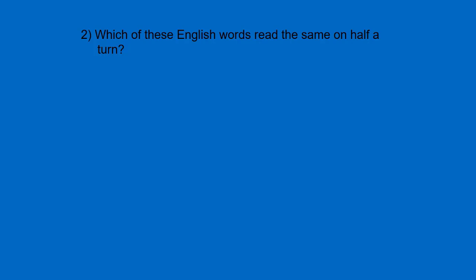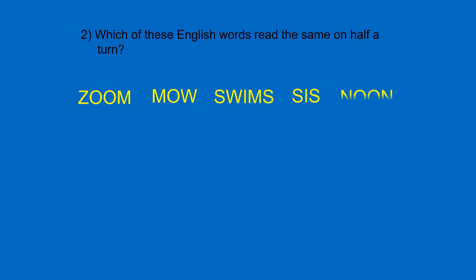Which of these English words read the same on half a turn? Zoom, mow, swims, sis, noon. Here, five words are given. Let us check each word whether it looks the same after half a turn or not.